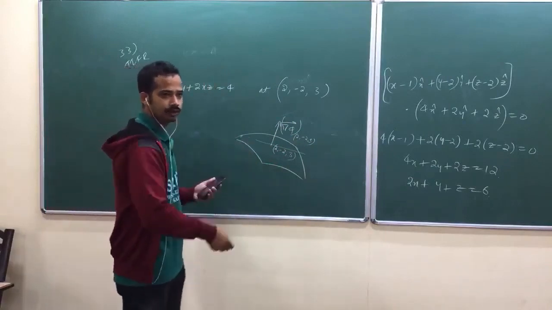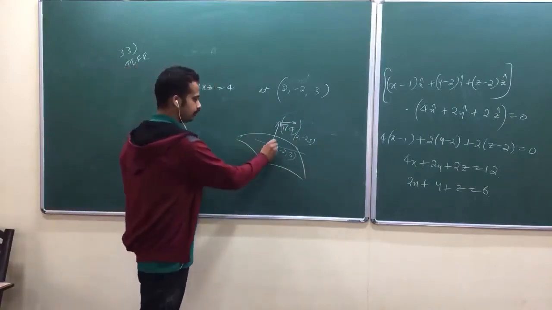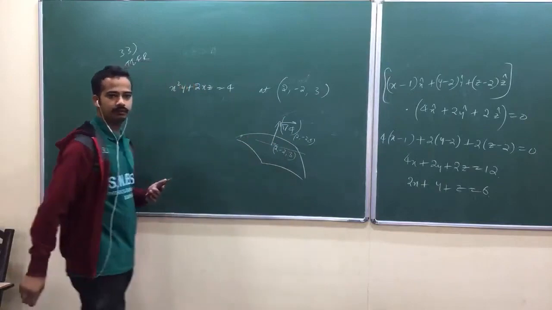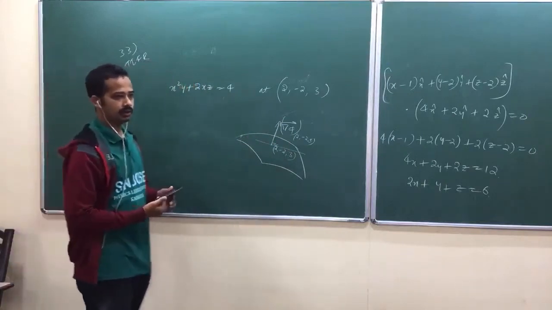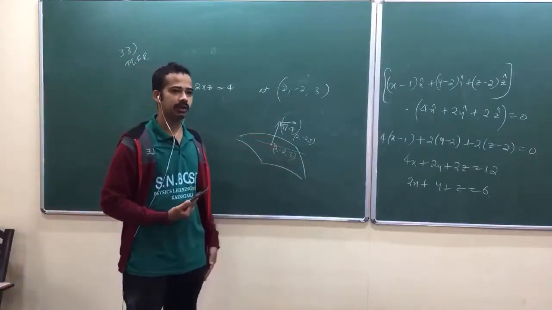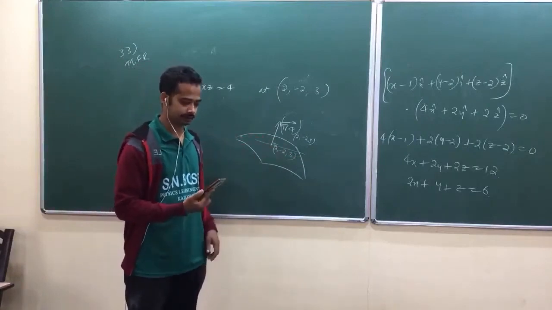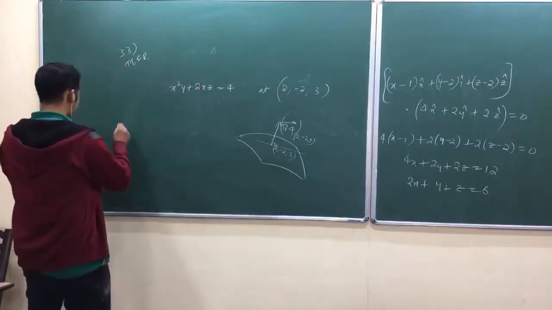So choose each option, take the dot product. Which dot product will give 0? That is the vector which is perpendicular to that one. The vector that is perpendicular to that one is a tangent vector, or parallel to the surface. Quickly do that one. I'll give options.